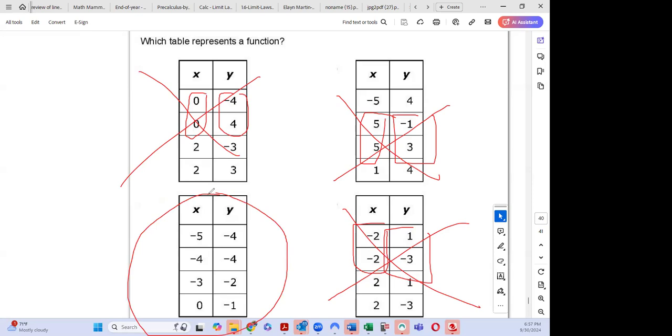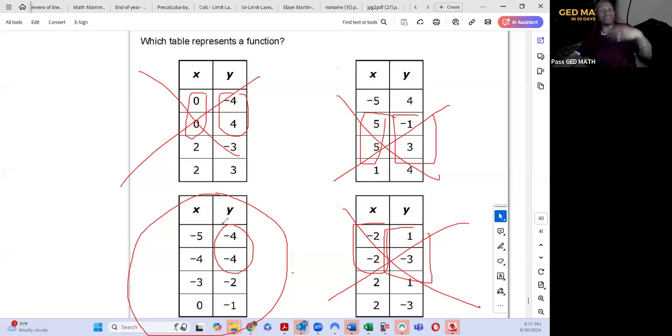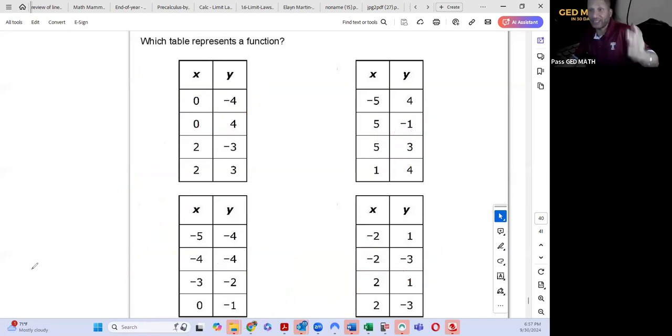So the x can't duplicate. The x can't repeat with two different values. Because for every x, there's only one y. People make the mistake because y is repeated. That doesn't matter. That's not what makes something a function. For every x, there's only one y. It's one of the simplest, easiest problems on the exam and one of the most missed problems on the GED exam.